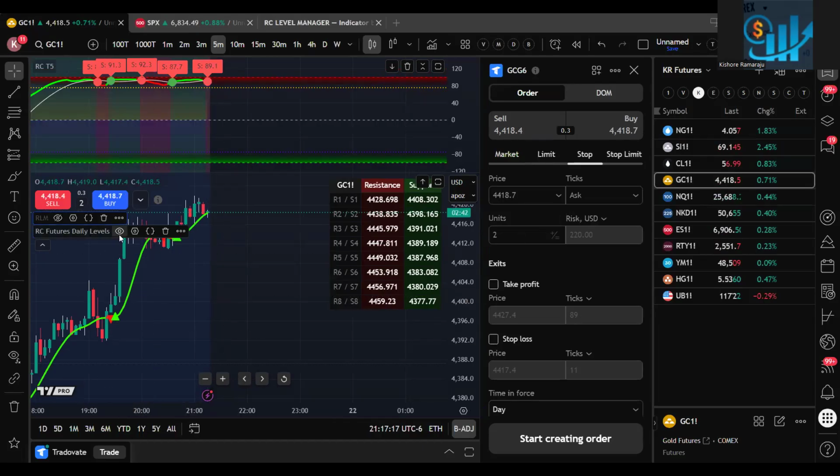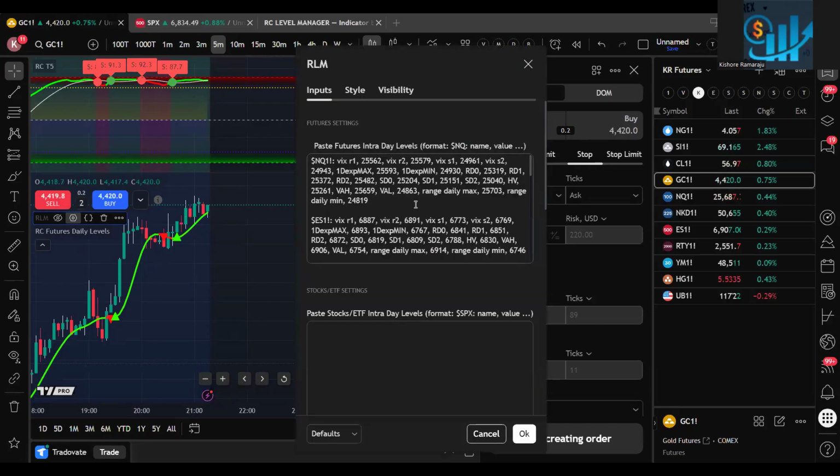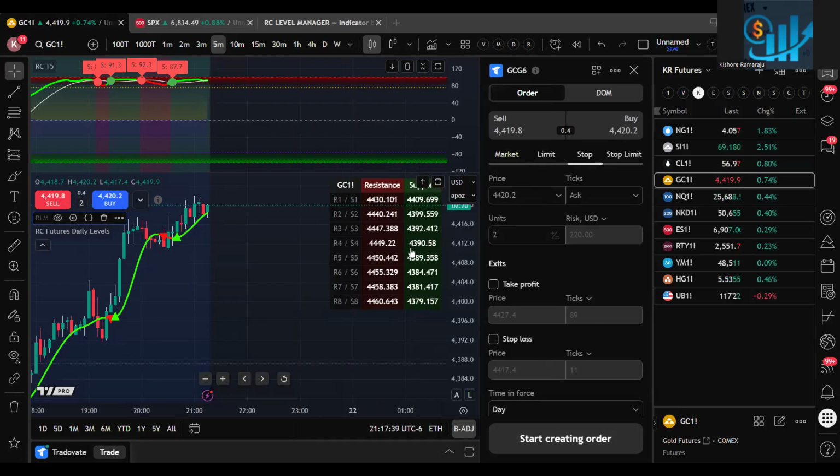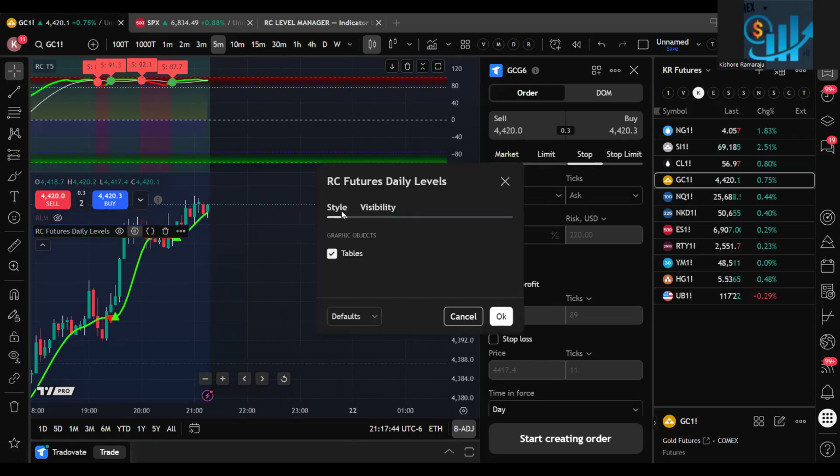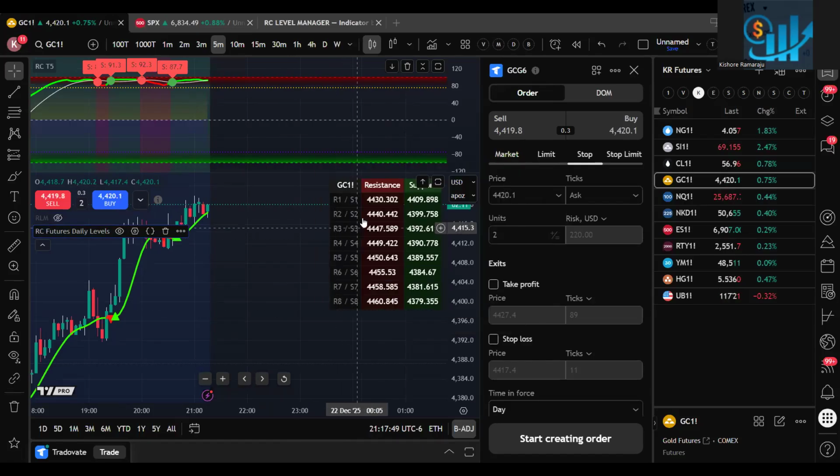So when you put the future daily levels, it will automatically tell you. So your resistance is 4429, 4439, 4459. Your support levels are 4409, 4398. These are all your levels. So even without you inputting these values, it will dynamically calculate what your resistance and support levels are. You don't need to put anything here. It automatically looks at the current price. Based on that, it will tell you your resistance and support levels.